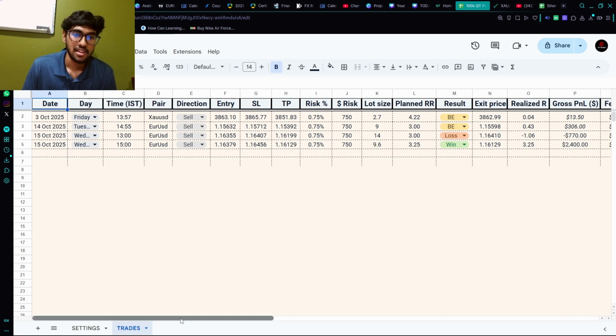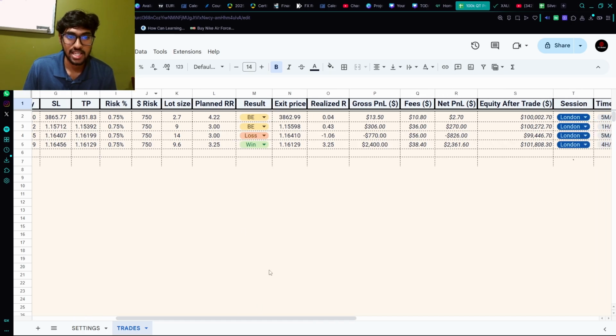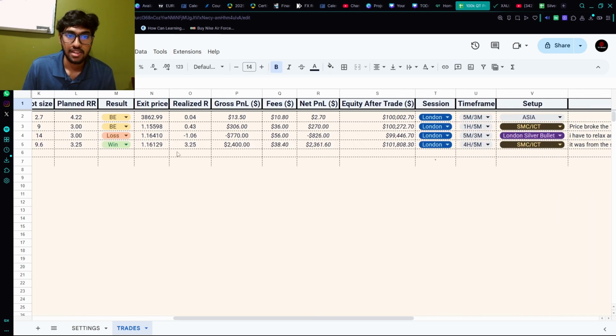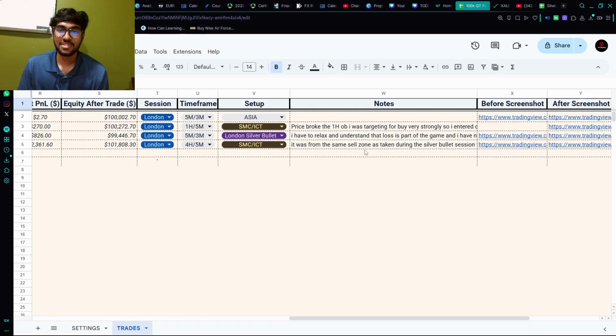And you can see the pairs, SL, TP, risk percentage, the lot size I have taken, the dollars I'm risking. All my trades have come during the London session, which is quite surprising. And these are my notes.